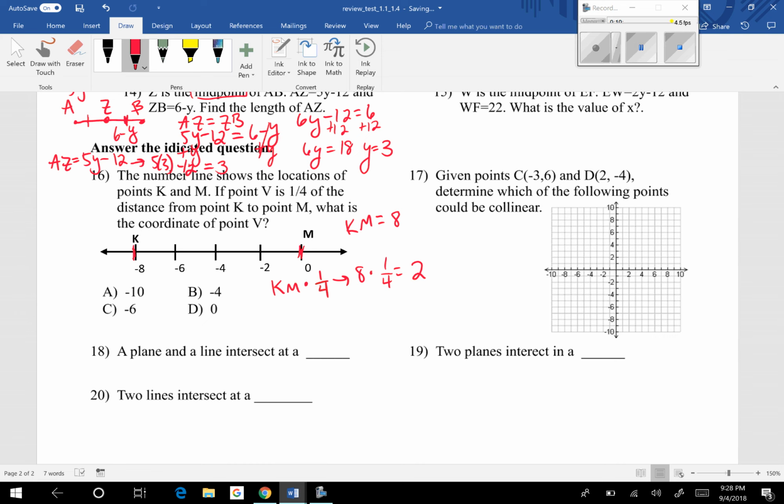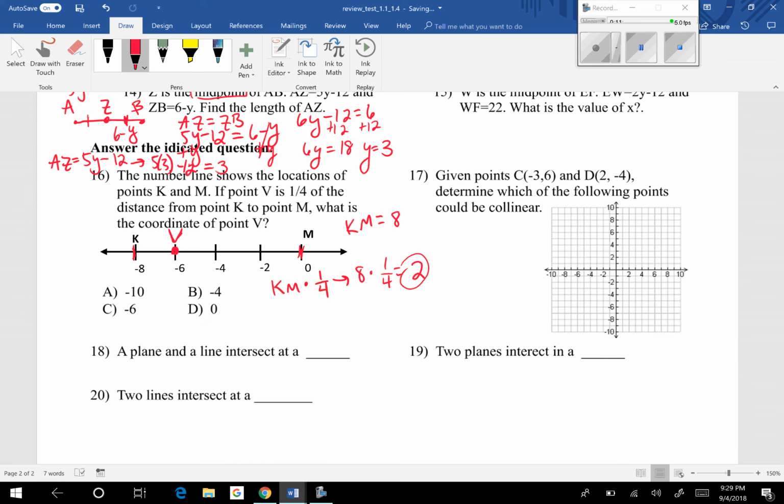So now this is where it becomes interesting. This 2 is not where the point is actually located. We know that the distance is 2 away from whatever point they're telling us to start at. So we want to go from K to M. So you start at K, and then how far do we have to go? 2, because we're going 1/4 of the way. So go over 2. So from -8, what's 2 to the right? -6.